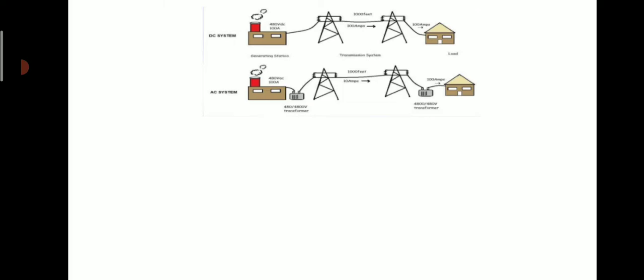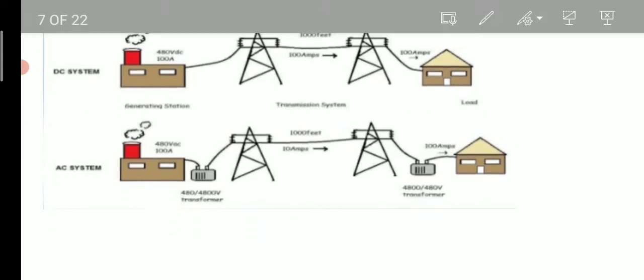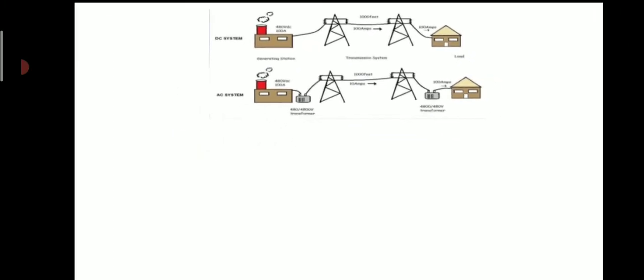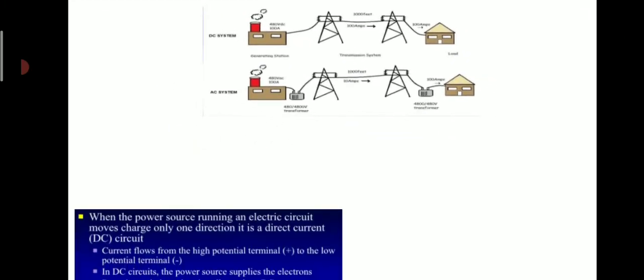So, this is a representation of AC current and DC current. You will see there is a use of a transformer in the case of AC current, and a transformer is not used in the case of the flow of DC current. See the picture clearly. So, there is a use of a transformer. So, current is of two types, AC current and DC current.